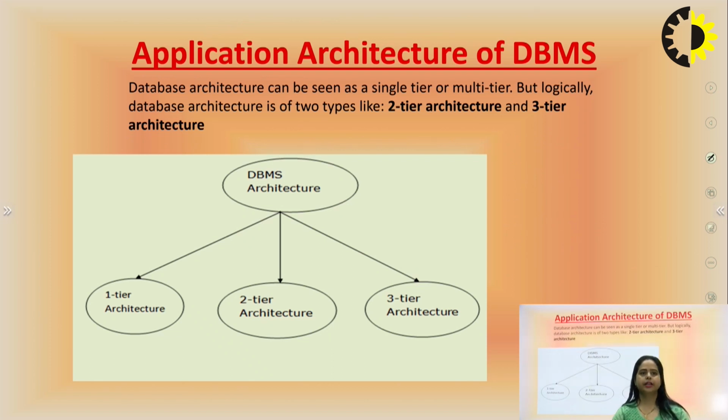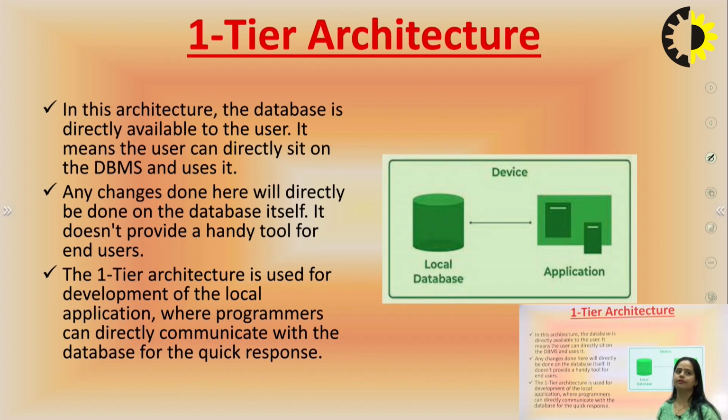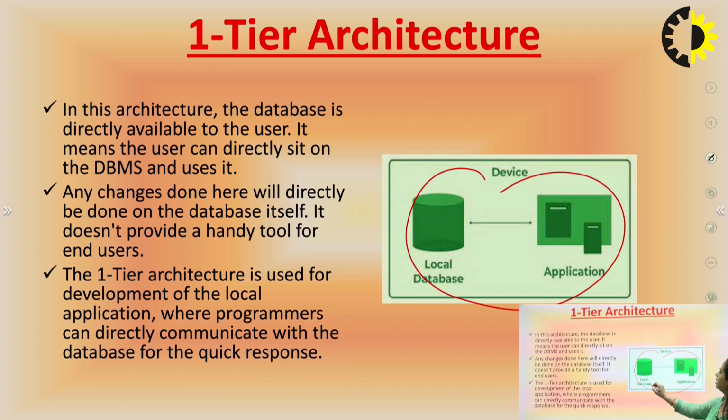Next, application architecture of DBMS. Database architecture can be seen as single-tier or multi-tier, but logically database architecture is of two types: two-tier architecture or three-tier architecture. This is the application architecture of DBMS. What happens in one-tier architecture? The user directly interacts with the database system or physical database and does work on it. So this is the diagram of a local database directly interacting with the application user.